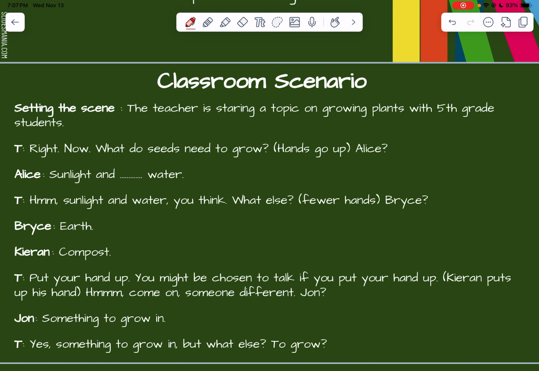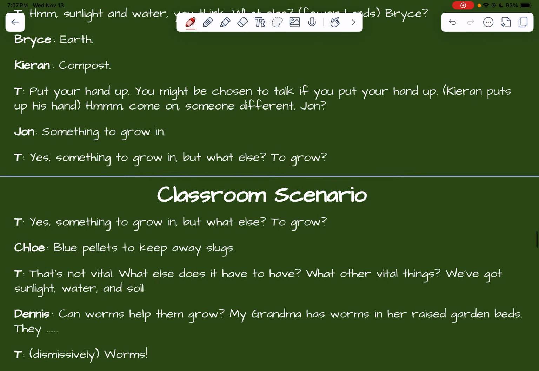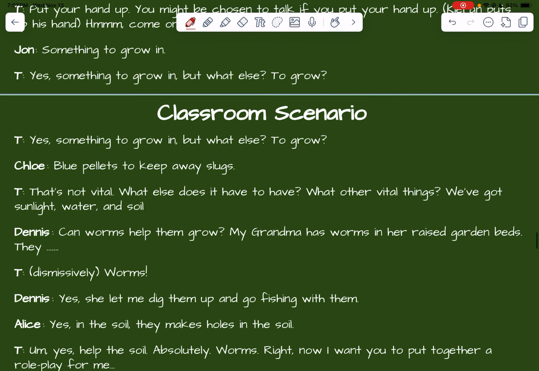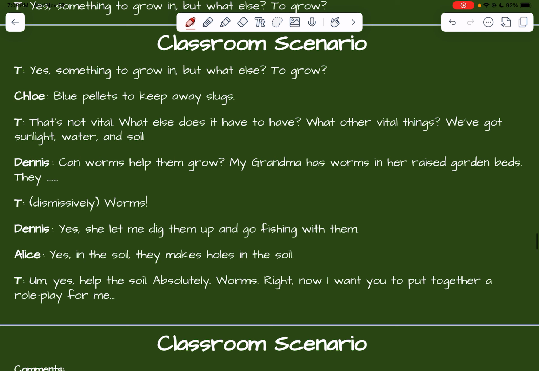Sunlight and water. You think? What else? Bryce: Earth. Compost. Put your hand up. You might be chosen to talk if you put your hand up. Come on, someone different. John: Something to grow in? Yes, something to grow in, but what else to grow? Chloe says, blue pellets to keep away slugs. The teacher replies, but that's not vital. What else does it have to have?